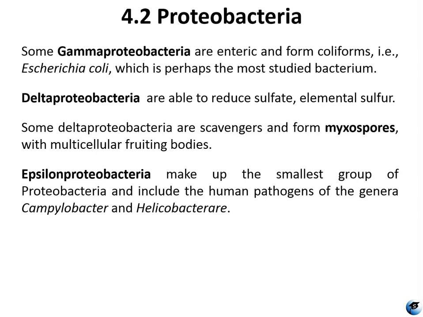E. coli is perhaps the most studied bacterium out of all of them. Delta proteobacteria can reduce sulfate and elemental sulfur. Delta proteobacteria, some of them are scavengers, and they form myxospores and fruiting bodies. So I'll show you a figure of that in just a moment. Epsilon proteobacteria are the smallest group of proteobacteria. They do include Campylobacter and Helicobacter, which are human pathogens.